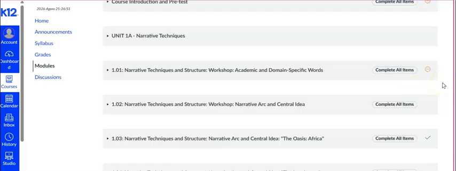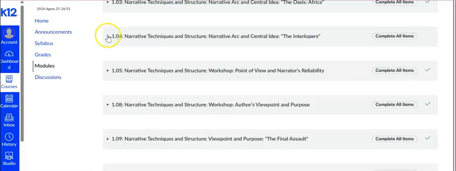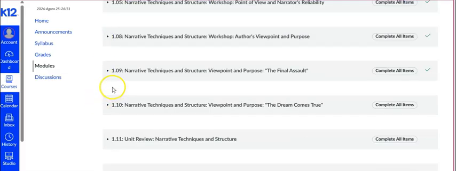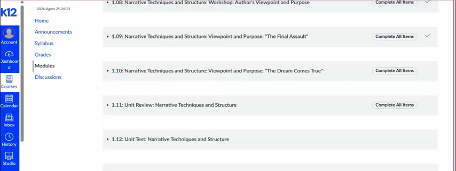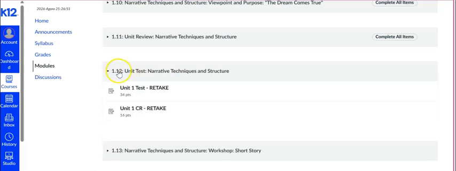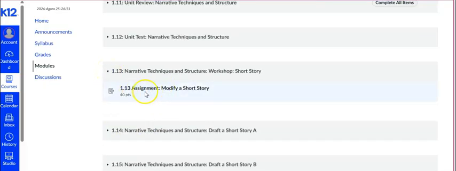The assignments in Unit 1 are in Lesson 1.04, the 1.04 quiz, 1.10, the 1.10 quiz, the unit test 1.12, which is done in Linkit, and the retakes are available there as well. And the 1.13 assignment, modify a short story, which is in Linkit also.